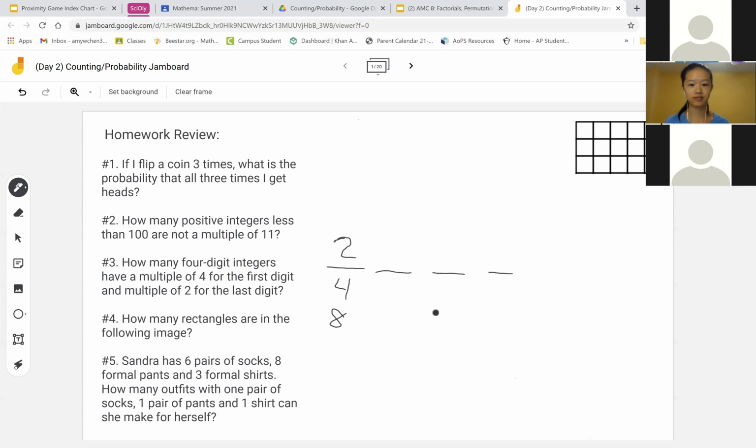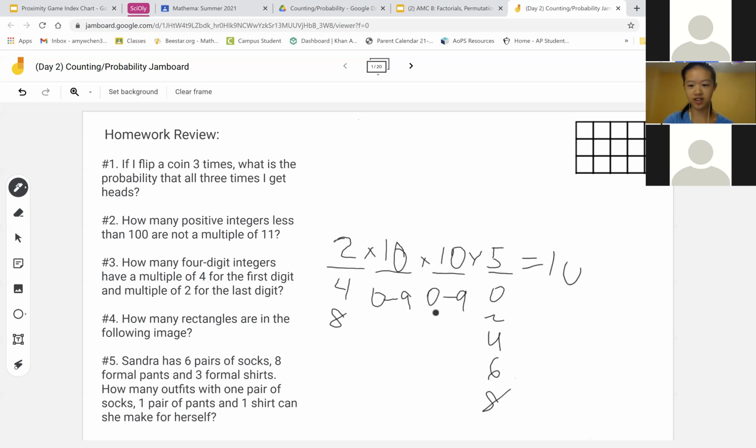Also good. So you do 2 times, and then there are 10 digits possible for the second and third place. So you do 10 times 10. And then for the last one, there are 5 possible digits: 0, 2, 4, 6, 8. So then you multiply by 5, and then you get your answer. Yeah, great job. That's exactly how you do it.